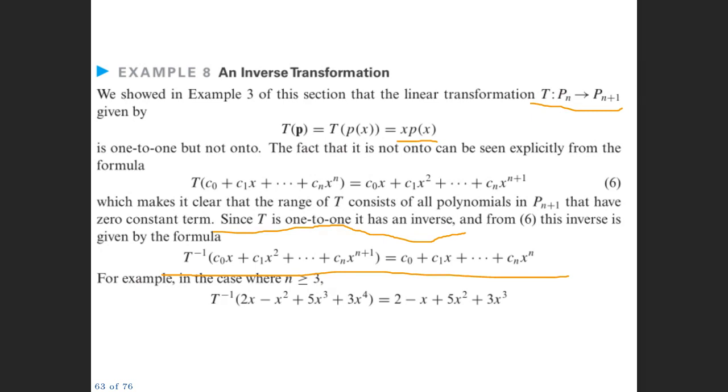What is the opposite of multiplying a polynomial by x? The opposite is dividing it by x. So T inverse maps C0x plus C1x squared plus dot dot dot plus Cnx to the power n plus 1 to C0 plus C1x plus dot dot dot plus Cnx to the power n.